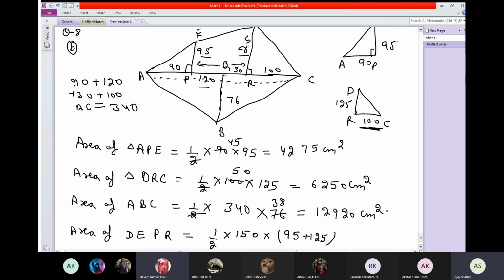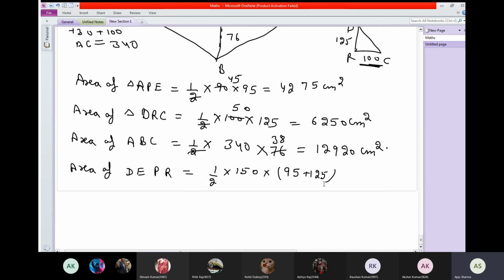Where did the 150 come from? This is the distance between these two parallel lines. I will see this one again. One side is given as 30, one is given as 120. So this is your 120 and this is your 30, and the total will be 120 plus 30 equal to 150. Now it's clear from where we get 150. Okay, now you have to multiply only.